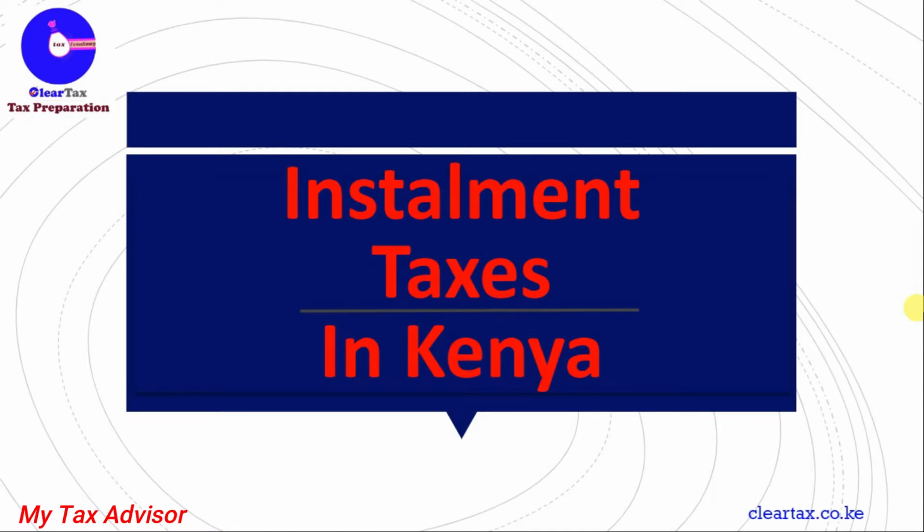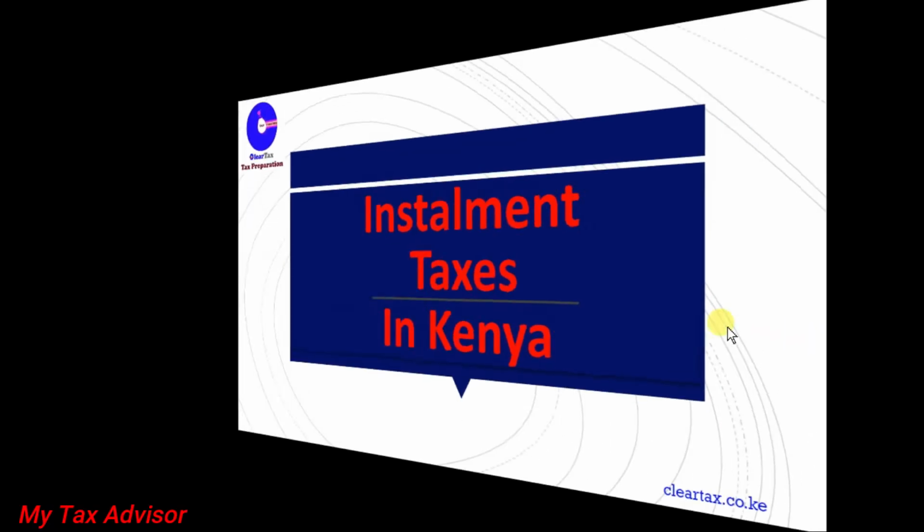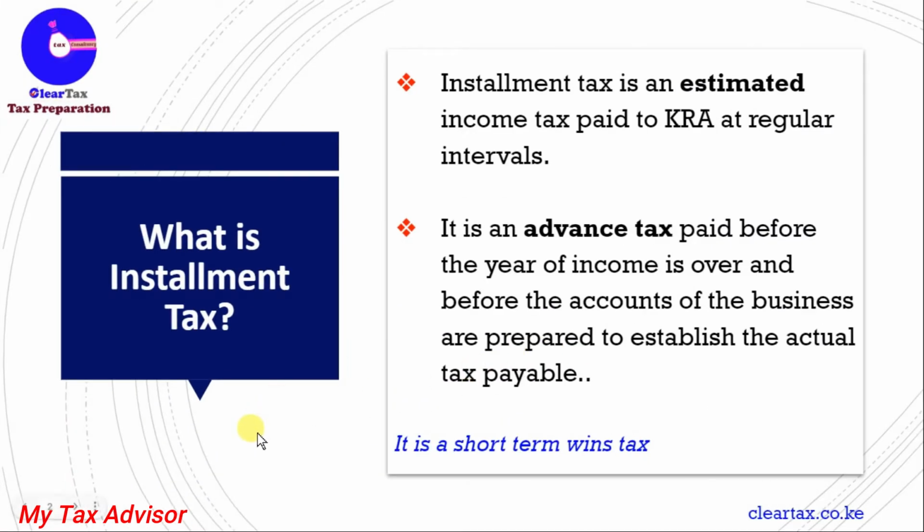Okay, great. Let's now dive into the nitty-gritties of installment tax. So what is installment tax? Installment tax is an estimated income tax that you pay to KRA at regular intervals. You can think of it as an advance tax that you pay before the year of income is over and before you do your books of accounts to establish the actual tax that is payable.